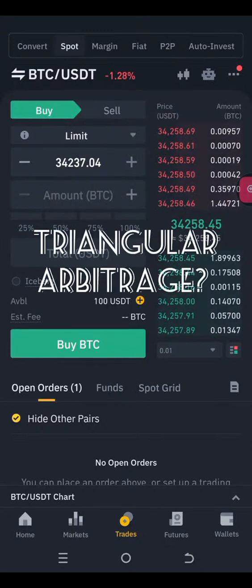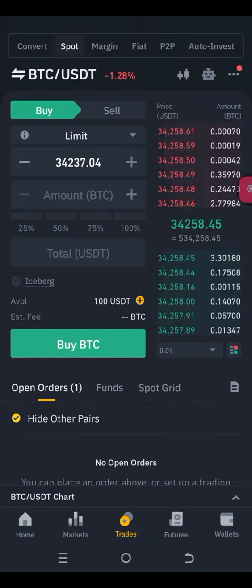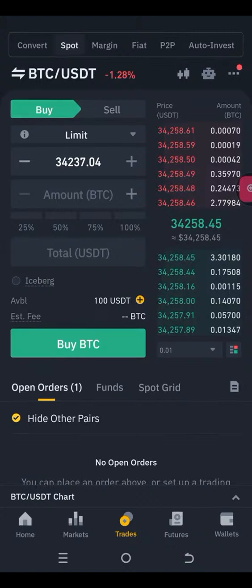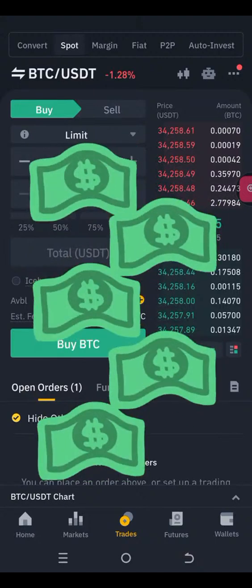Which makes more money? Is it triangular arbitrage, or is it spot trading, or could it be inter-exchange arbitrage? Let's find out. You're welcome to Income Strategies, the place where you learn the skills to make money, to multiply your money, and to manage your money.